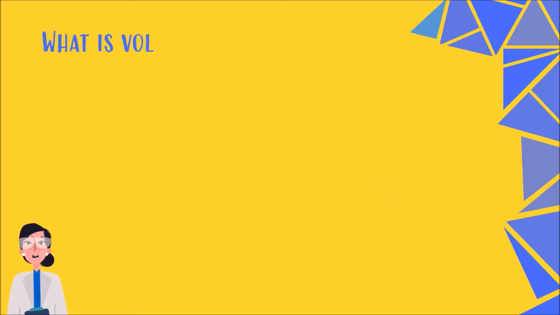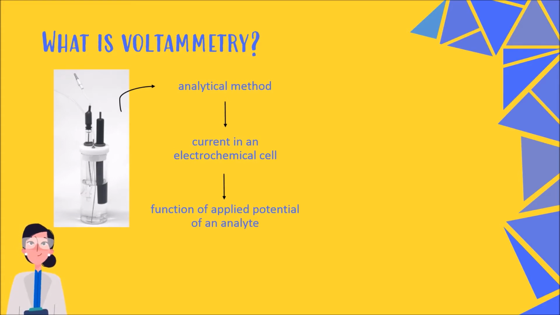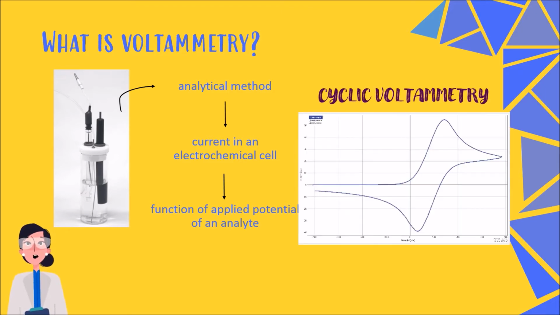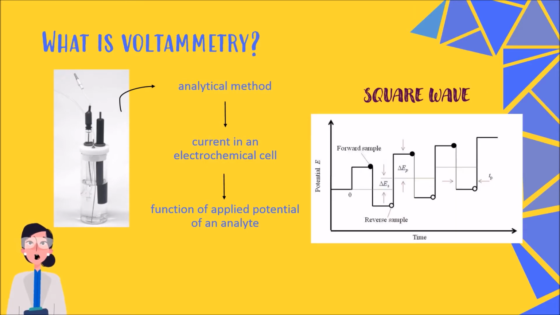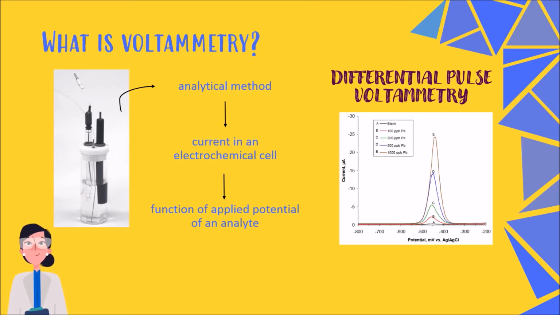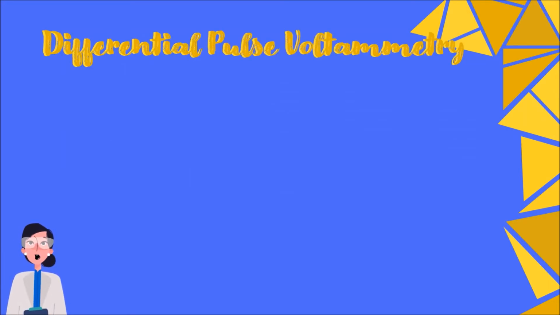What is voltammetry? It is an analytical method measuring the current in an electrochemical cell as a function of applied potential of an analyte. There are different techniques in executing voltammetry, such as cyclic voltammetry, polarography, square wave, and differential pulse voltammetry. One example that will be discussed for today is differential pulse voltammetry.